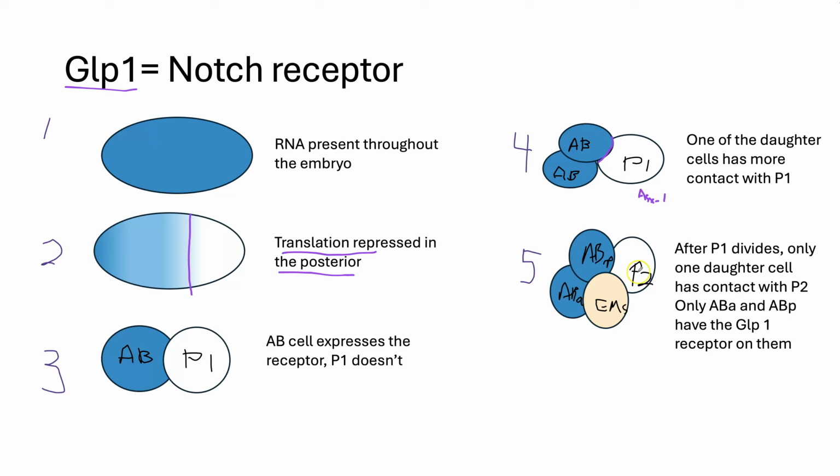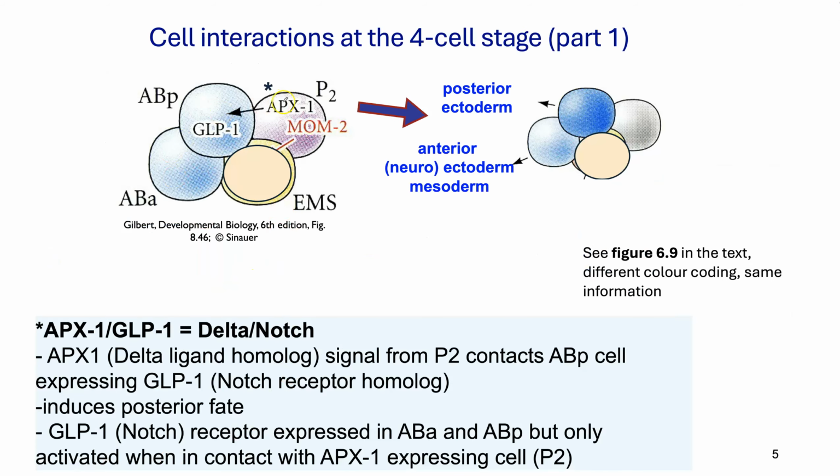And then after division to make P2 and EMS, only one of these cells has contact with the cell that is expressing the ligand. Okay, and so we start off with equivalent cells, but now this one has received signals and information that this one has not, and that's the key to how this process works. So part one is the APX1 ligand being expressed on the P2 cell, and the ABP cell having the receptor for it, receiving the information.